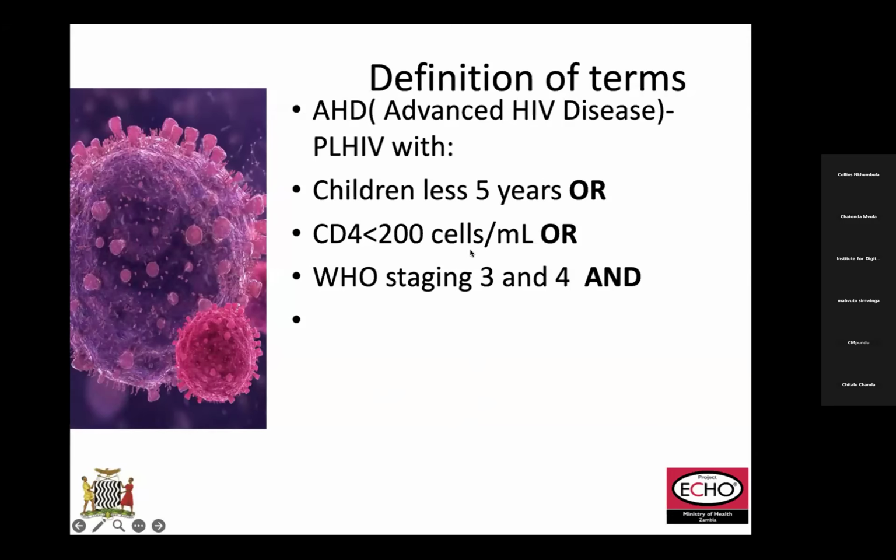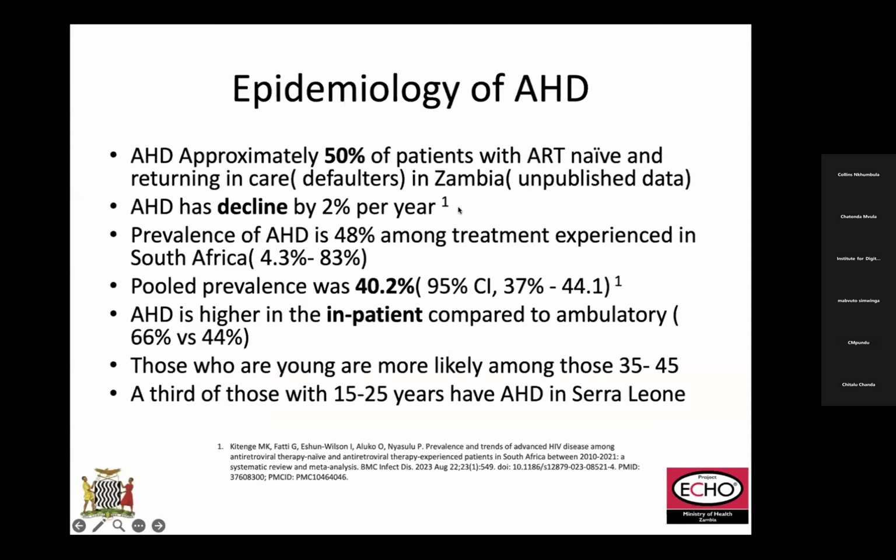So these are the few terms that we need to remember, like what advanced HIV disease is. Basically, it's a person living with HIV who has a low CD4 less than 200, or somebody who's less than 5 years of age, and somebody who's got WHO clinical staging of 3 and 4. And this is very key for us because it determines the outcome of our patients in terms of morbidity and mortality. So we need to understand the epidemiology of advanced HIV disease in Zambia.